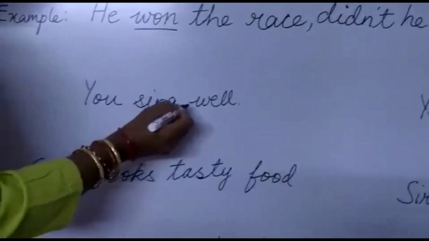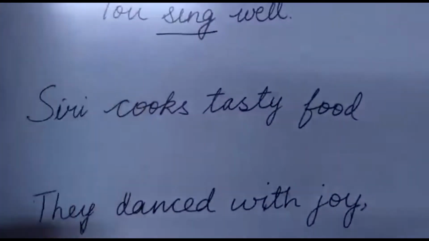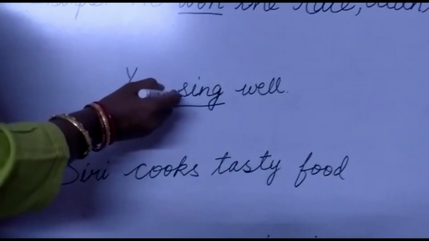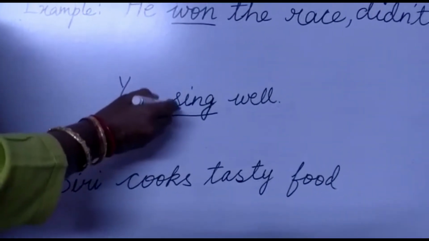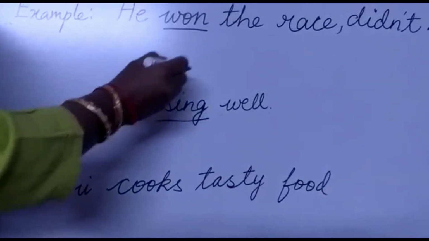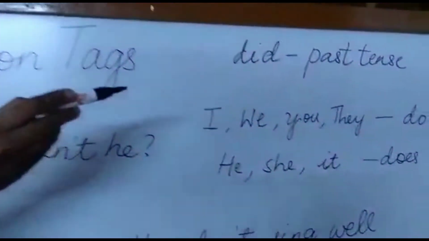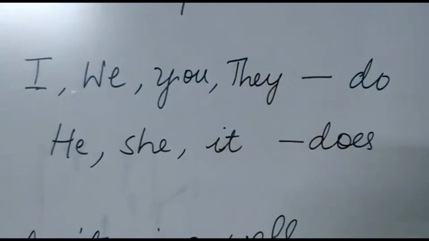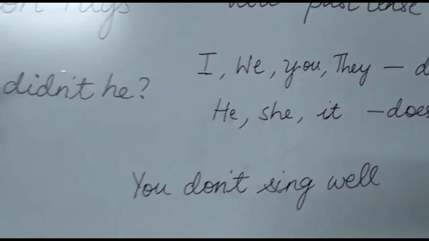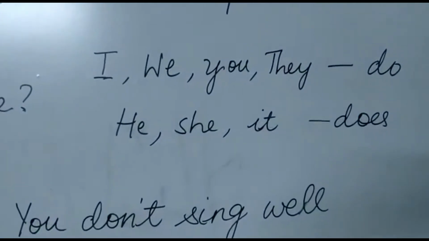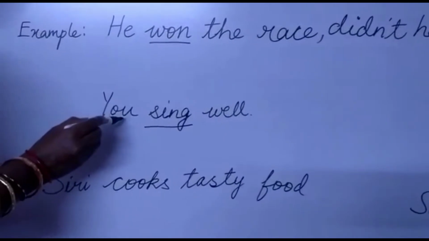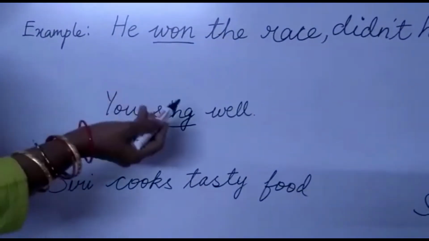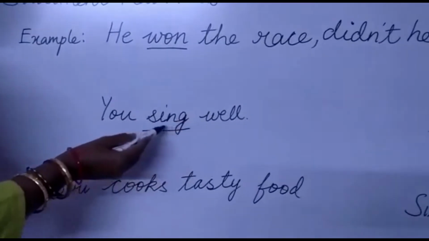You sing well. Here the main verb is sing. It is in the simple present tense. Now when it is in the simple present tense, we need to use either do or does. We will write do or does based on the personal pronoun, whether it is first person, second person or third person. Now in this statement, it might be the second person singular or plural.